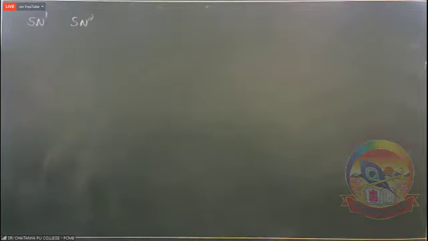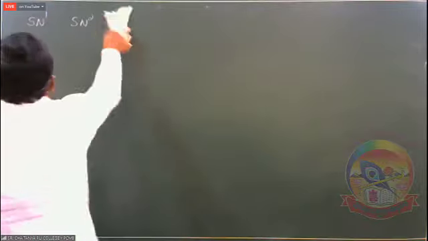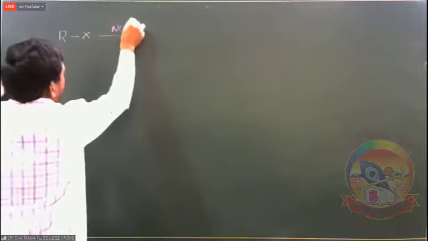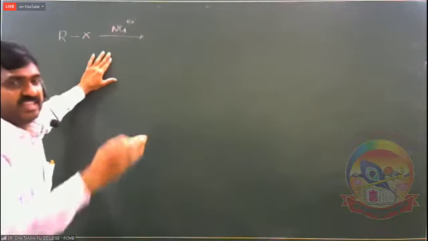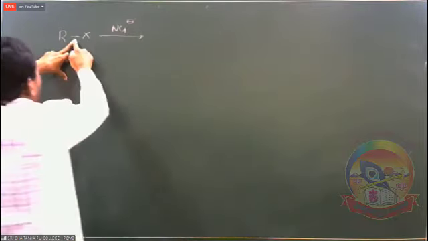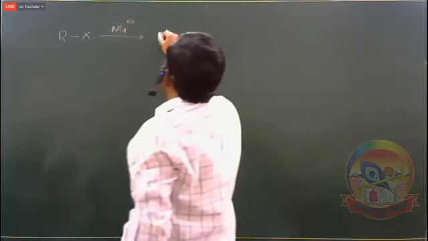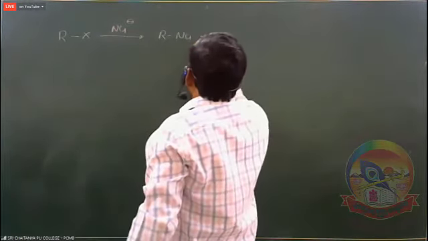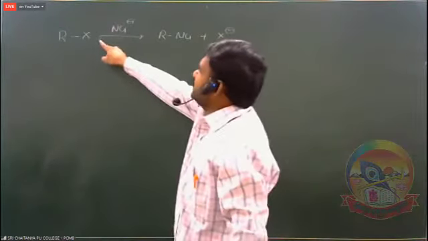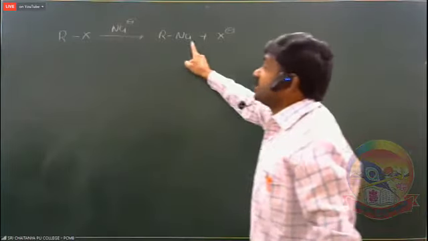So what are the characteristic properties of alkyl halides? Substitution. Which type of substitution? Nucleophilic substitution reactions. RX. Next one, nucleophile. Nucleophile means anion: OH minus, CN minus, NO2 minus. These are all examples of nucleophiles. So here X minus is replaced by the nucleophile. So it is a general equation: alkyl halides undergo nucleophilic substitution reaction.